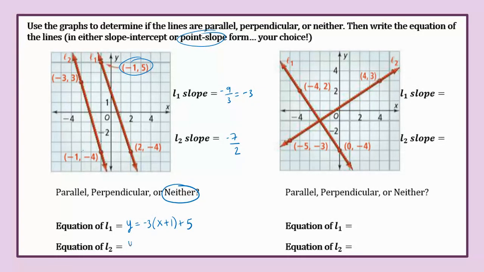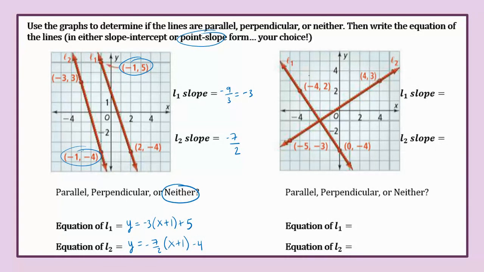The equation of line 2: y equals, I'll use this point, we already have the slope is -7/2, x minus -1, so +1, minus 4. Okay. What about the second one?